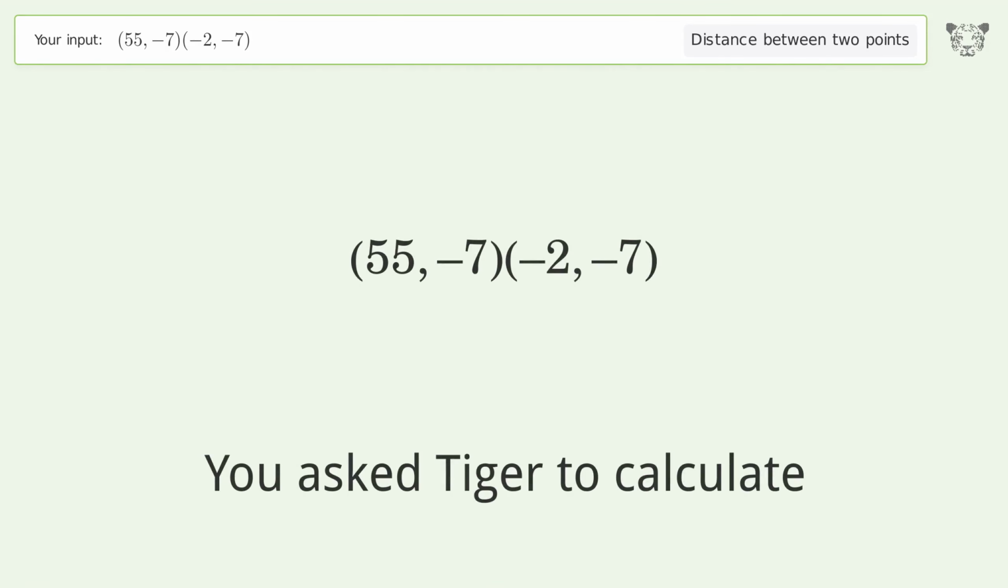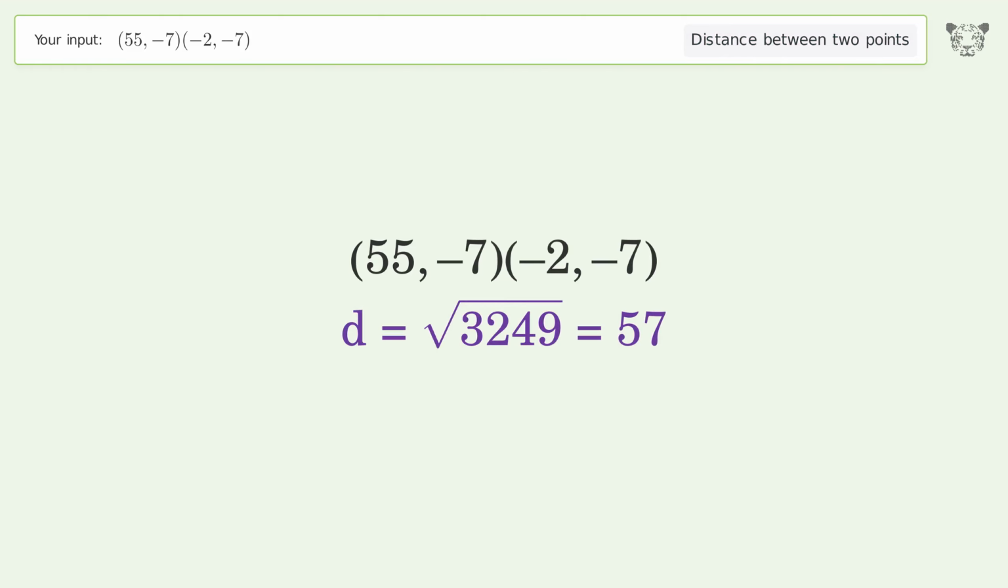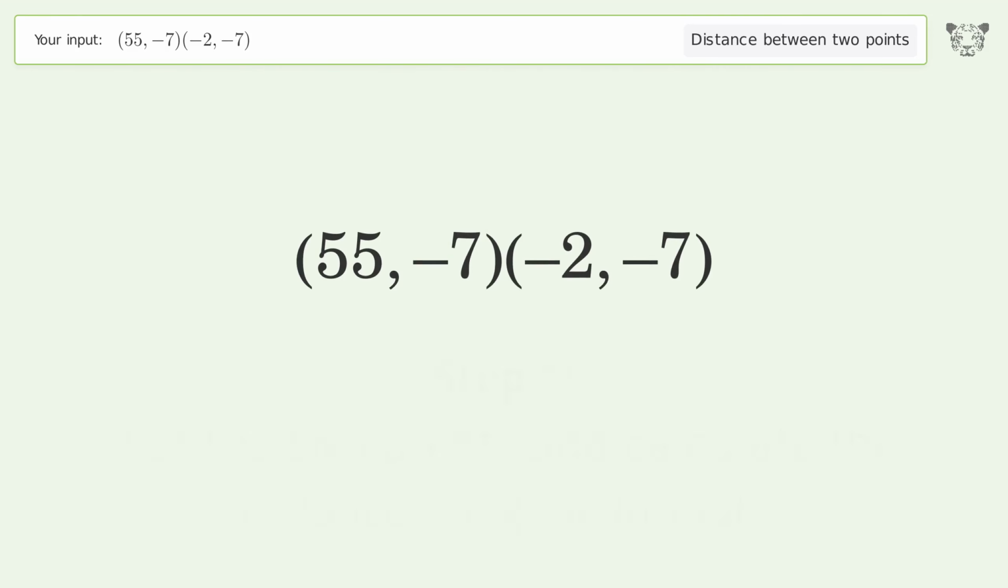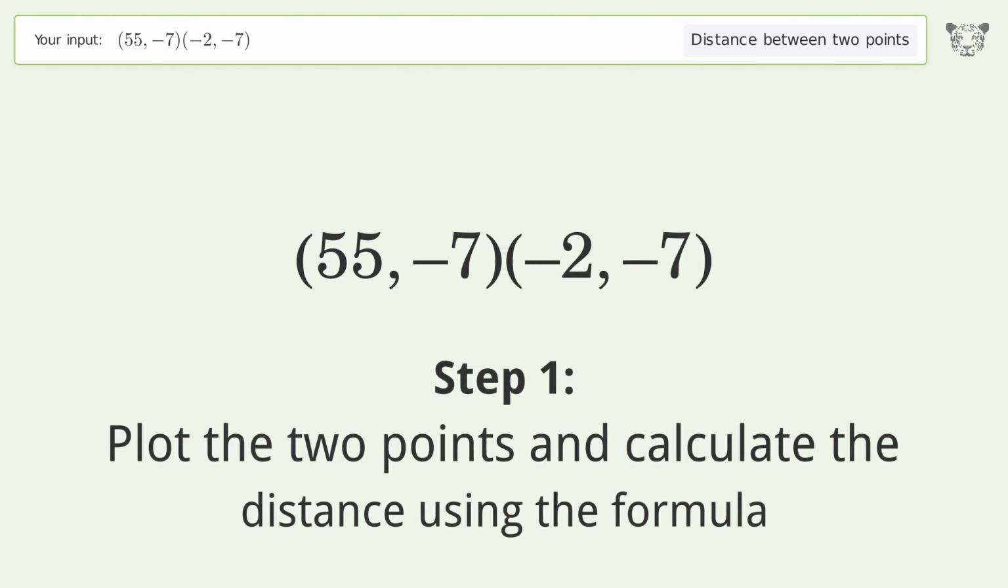You ask Tiger to calculate. This deals with the distance between 2 points. The distance between the 2 points is the square root of 3,249, or 57. Let's solve it step by step. Plot the 2 points and calculate the distance using the formula.